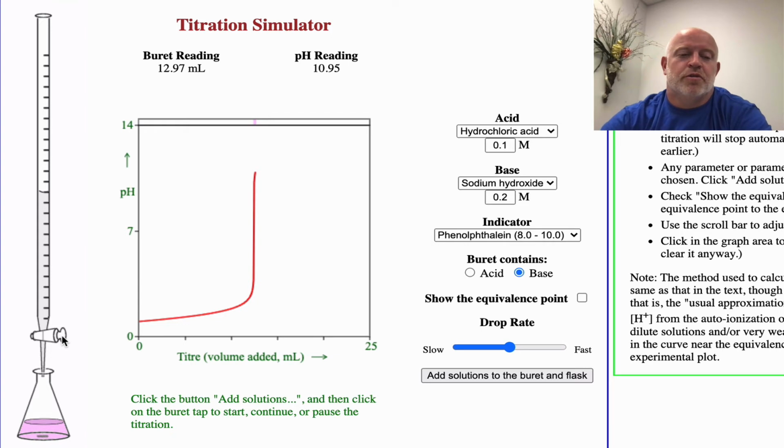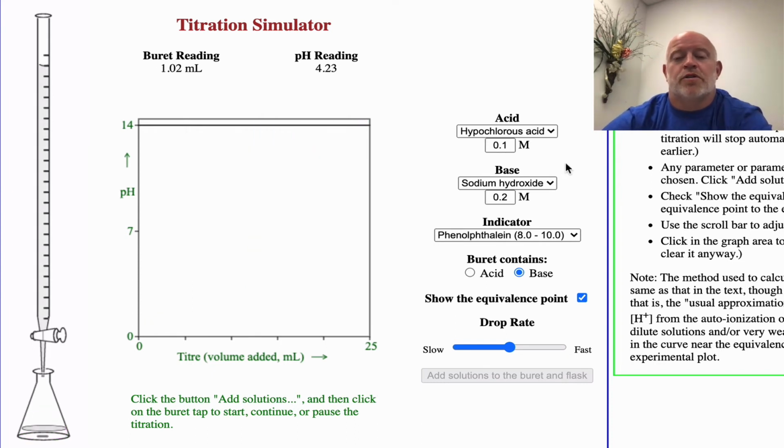If I continue to let this drip, we see that it comes up, and then it's going to start to flatline again pretty quickly because now this solution is almost all base, and we've neutralized the acid. So this point right in here, we call that the equivalence point. That's the point at which we're trying to find when they neutralize each other.